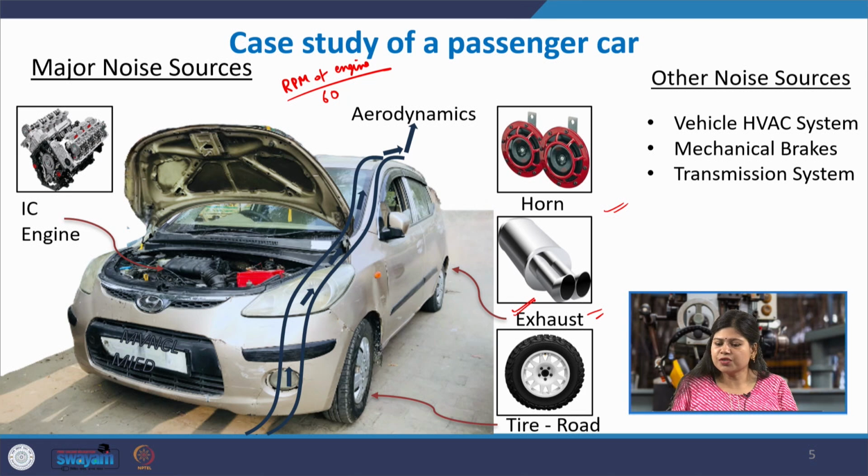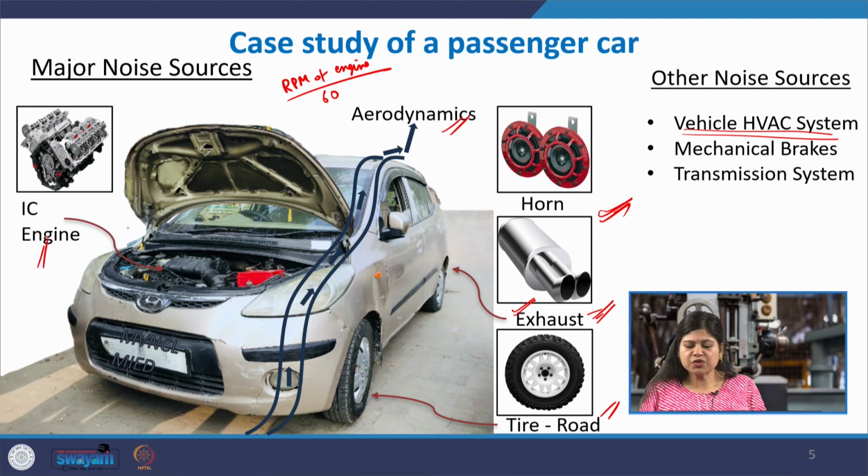Then there are some other sources as well. Vehicles have their HVAC systems, but these are more secondary sources. They are not as dominant as these noise sources which are very common. The transmission system, the braking, the HVAC systems, even the embedded vehicle electronics these days, and various other auxiliary components are also secondary sources of noise.